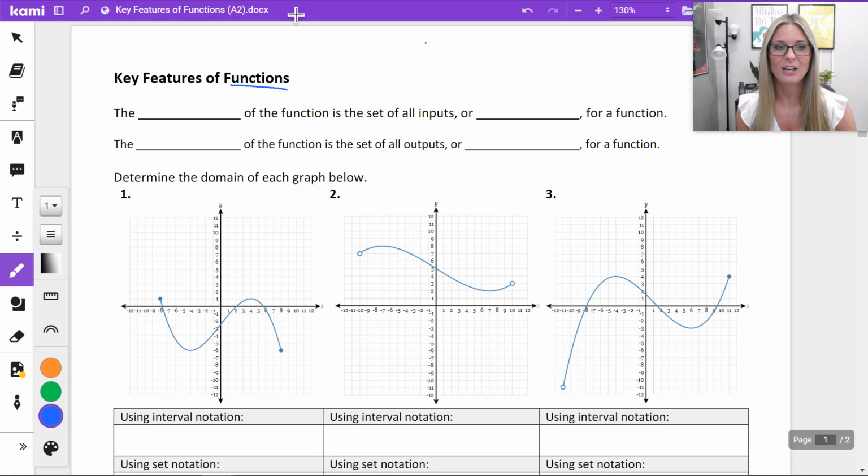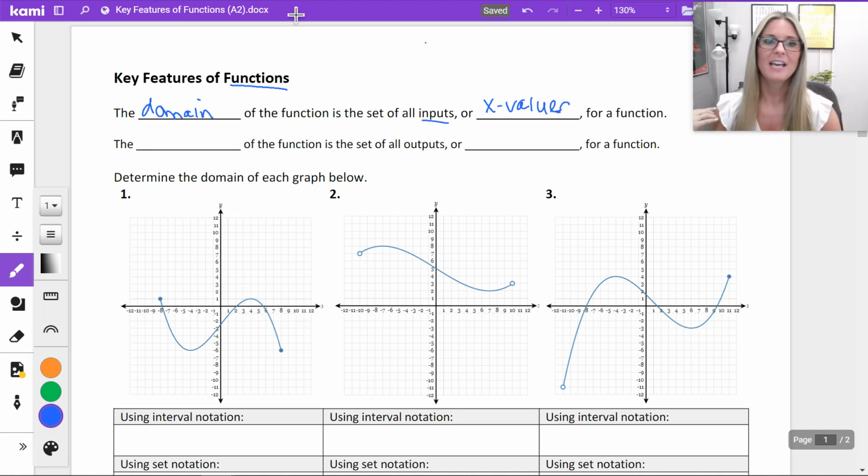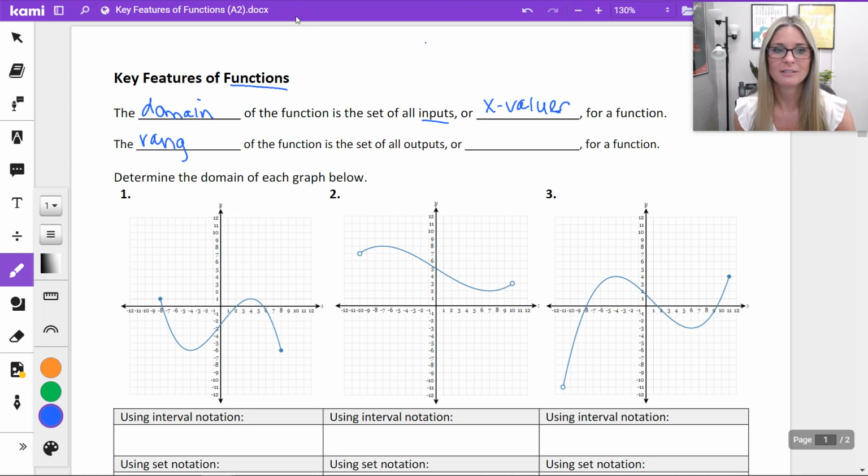These first blanks here are vocabulary that we're going to review. The first one being the domain of a function is the set of all inputs or x values of a function. Okay, so we're going to be finding the domain in some of these graphs below. So we're going to be looking for those x values. Second vocabulary, the range of the function is the set of all outputs or y values. So in the first set of examples here, we're going to find the domain of each graph below.